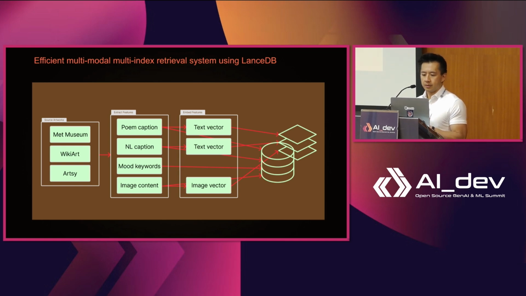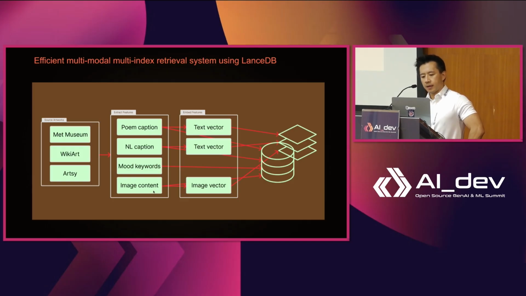And so the process that we go through with LanceDB is, we start with the data that's being searched over, which is the source artworks, and then we generate a ton of features that make it more easily searchable. So generate a caption that is basically the poem, a natural language caption, that's more the literal description. And these are both done using the models. And then there's a mood keyword that we extract from the captions and store for filters. And then of course the image content itself.